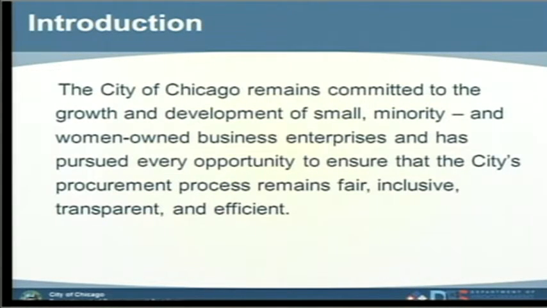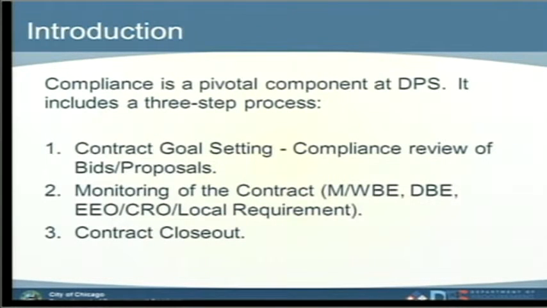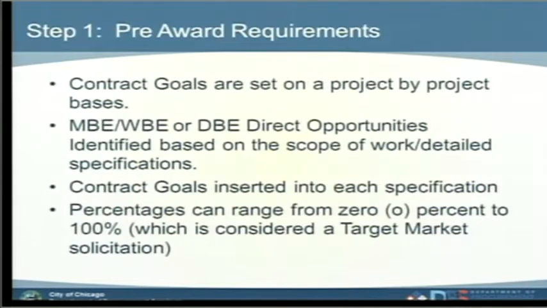This compliance takes so far 3 different processes. The first one is the contract goal setting, which is done during the compliance review of the bids and proposals. Second is the monitoring of the contract. That could be for minority, women, or disadvantaged business enterprises, the Equal Employment Opportunity, the EEO, the Chicago Residency Ordinance, which is the CRO, and the local requirement. That's the local residency requirement. And the third one is during the contract closeout. We're going to go through each one of these.